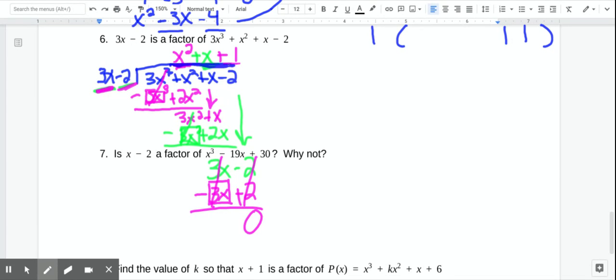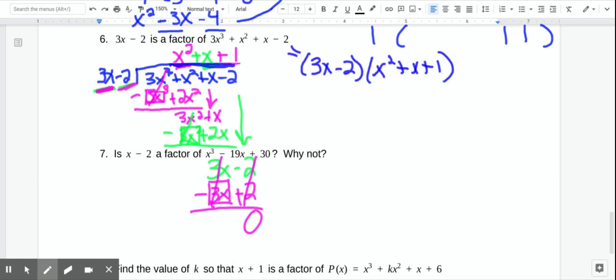Now, we want to finish factoring that, which I don't think factors. I cannot think of anything that multiplies to 1 and adds up to 1. So that's it for our factors. So this thing factored into 3x minus 2 and x squared plus x plus 1.